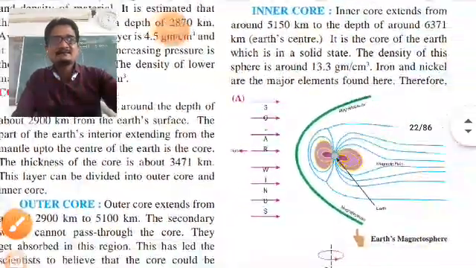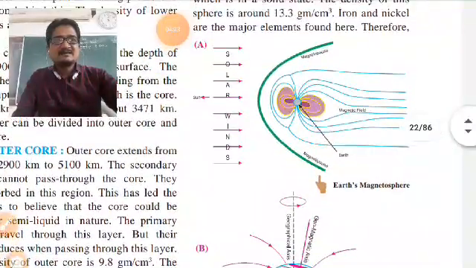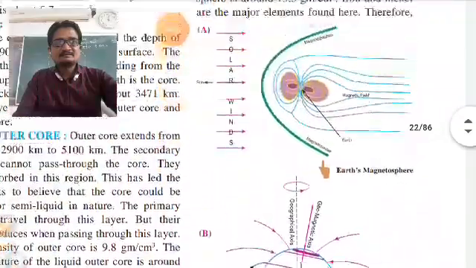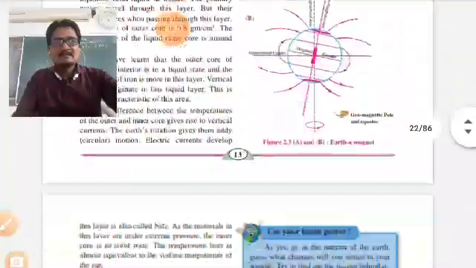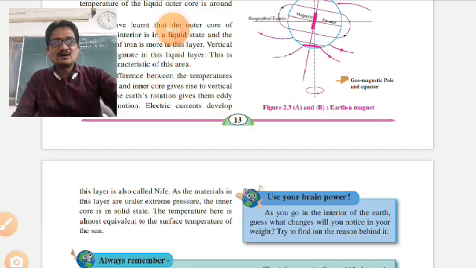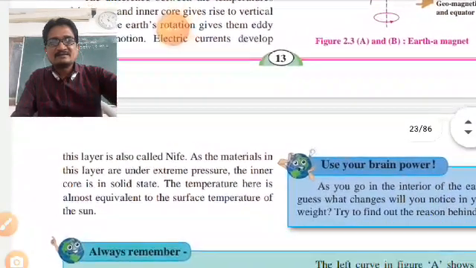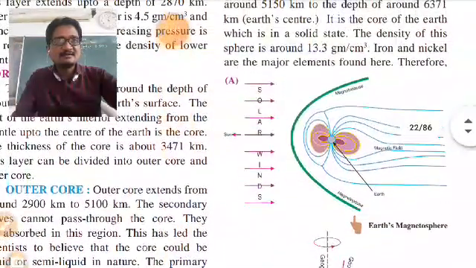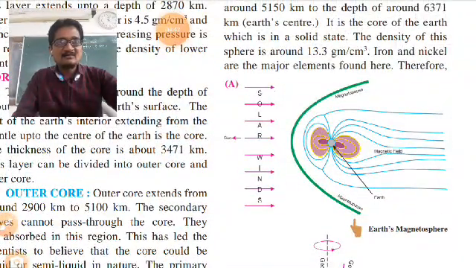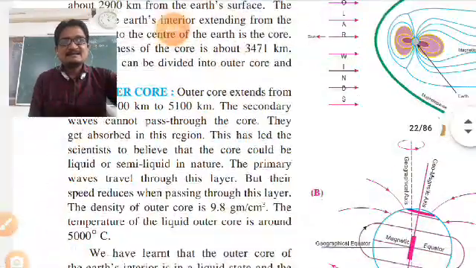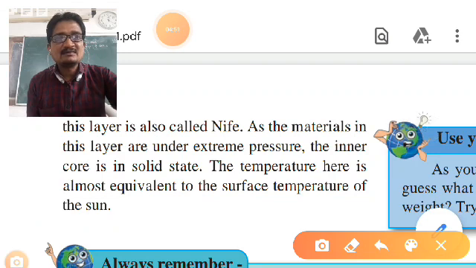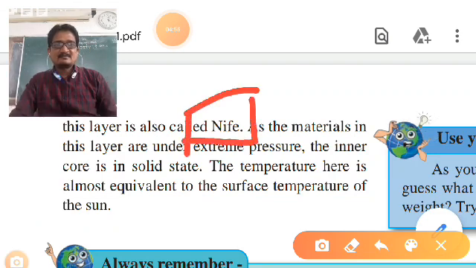See, the diagram has given Earth's magnetosphere. Next page, this layer is also called NIFE. The layer of what? This iron and nickel. The layer of iron and nickel is called NIFE. Note down this, NIFE, okay, in your notebook.